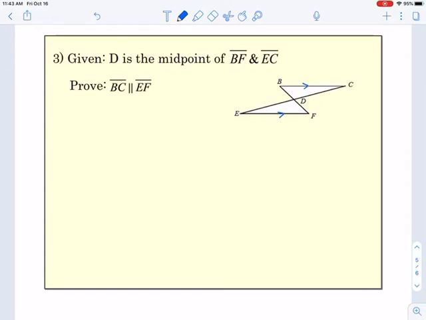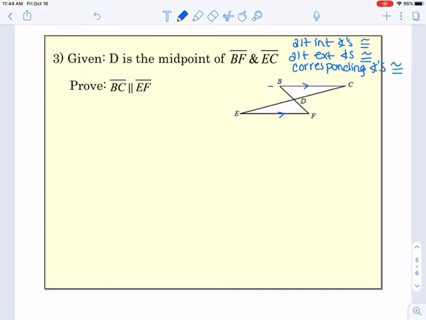So if I'm going to do that, remember what you have to have in order to show that two lines are parallel. You can either have alternate interior angles that are congruent. You can have alternate exterior angles that are congruent. You can have corresponding angles that are congruent, or you can have interior angles on the same side of the transversal that are supplementary. I'm not even going to bother writing it because there's no way that's coming into play here.